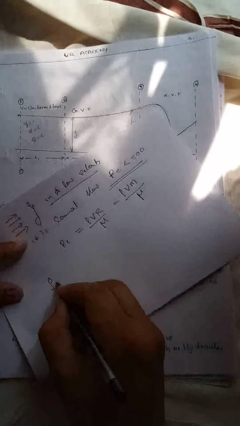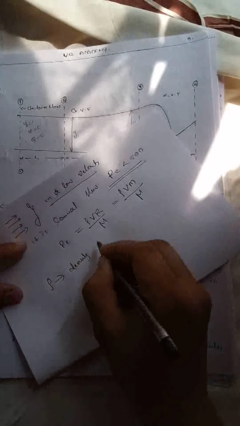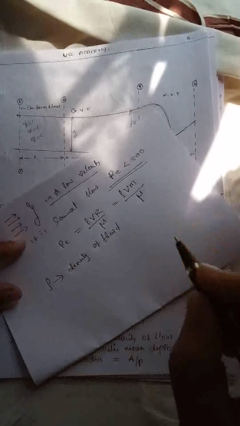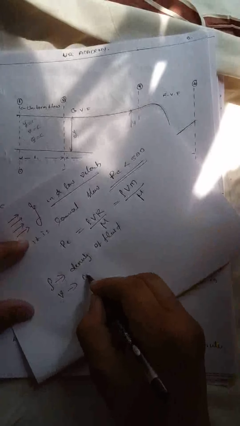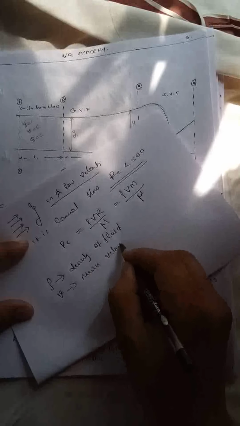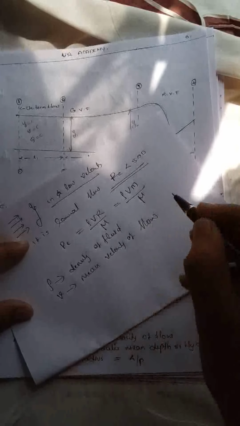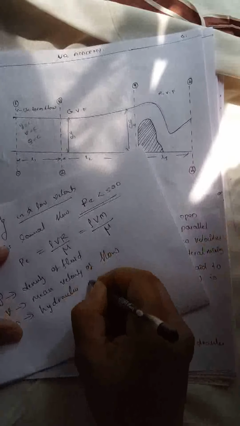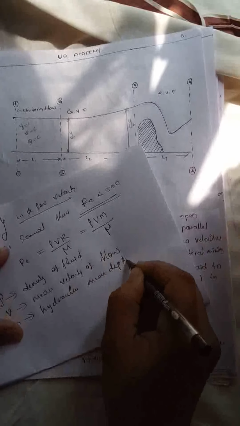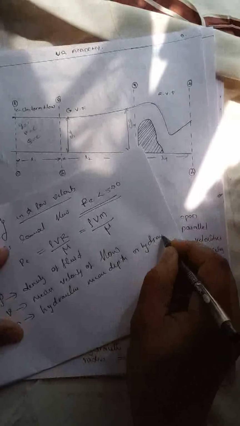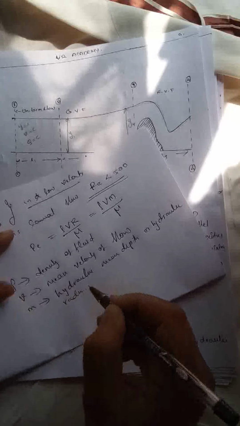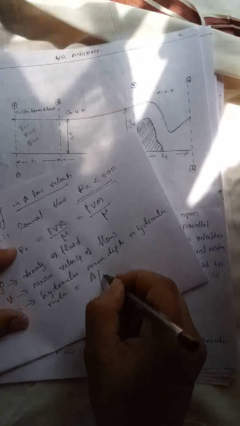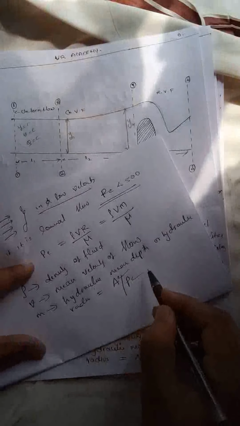Here rho is the density of the fluid, V is the mean velocity of the flow, and m is the hydraulic mean depth or hydraulic radius. The expression is A by P, that is, wetted area divided by wetted perimeter.